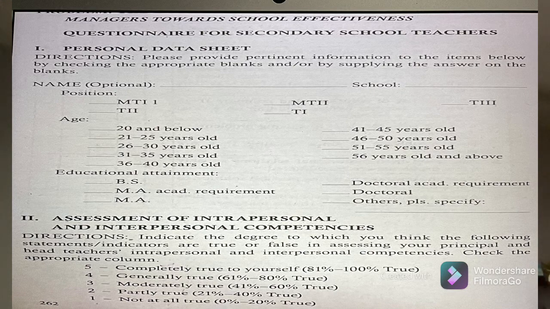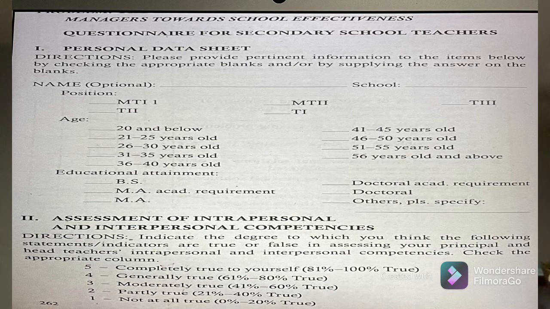And then you have, of course, the second major variable that you're going to score in this checklist: the assessment of intrapersonal and interpersonal competencies. What is good in here is that there are directions that you are going to follow. Directions indicate the degree to which you think the following statements or indicators are true or false in assessing your principal's and head teacher's interpersonal competencies.